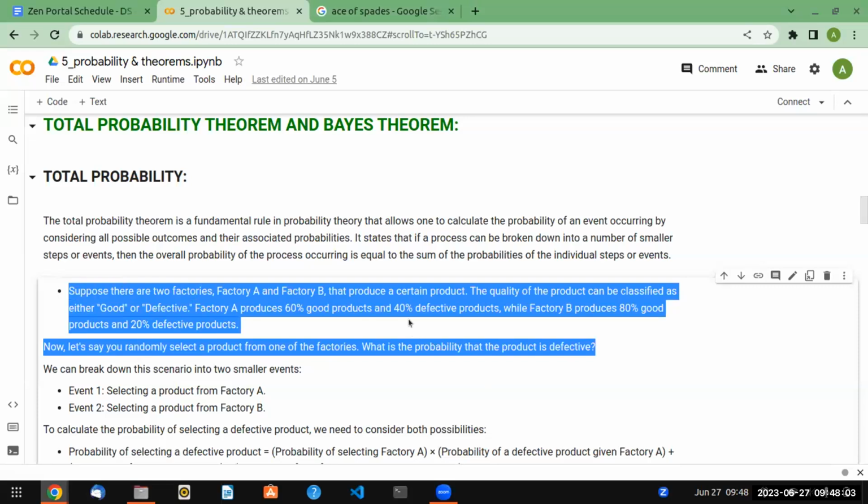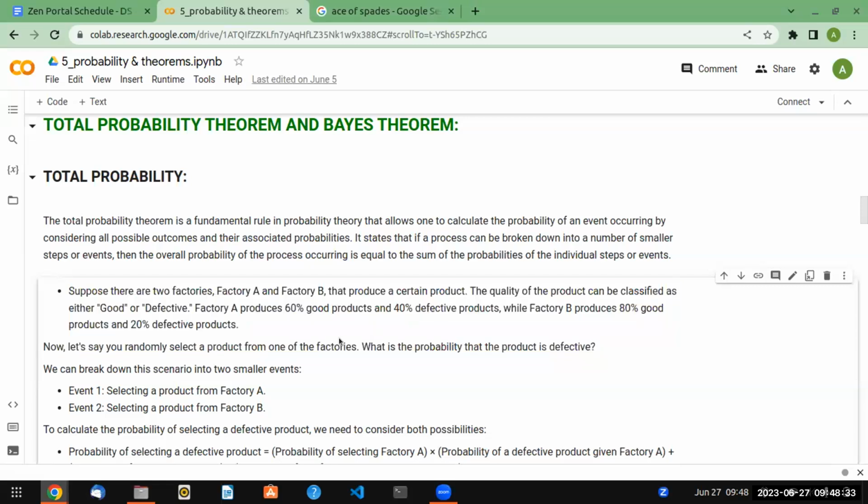Going to use only the defective products data. Correct. So what is the probability that the product is defective if I come randomly and choose any product from both the factories? It will be like 0.4 plus 0.2 by 6.6.